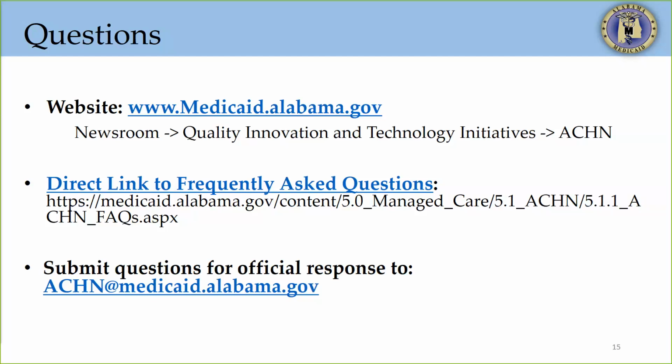As a PCP, we can still see a patient even if they're not attributed to our office without a referral. Correct. That is correct. Recipients still have freedom of choice to see whichever PCP that they choose. Would we just not receive a bonus for that patient? Correct. Until that patient is actually attributed to you, you would not be eligible for the bonus associated with that patient.